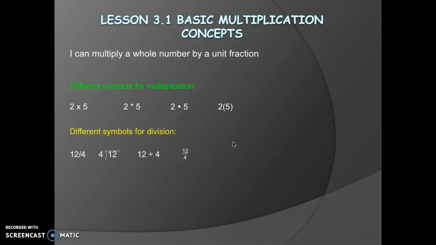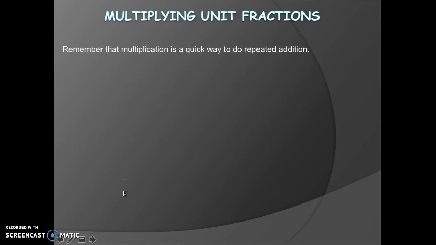Now, division problems can look different. This means 12 divided by 4. These two here are probably the ones you're the most used to. A fraction is really a division problem, 12 divided by 4. 12 fourths really equals 3. All of these equal 3.